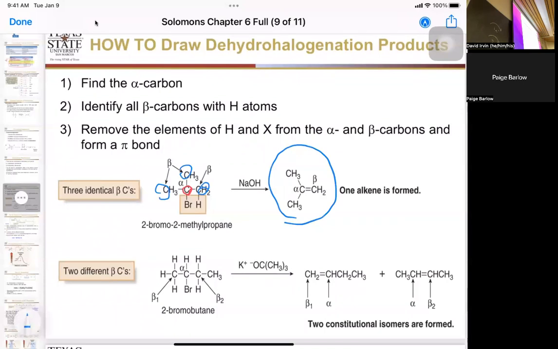Okay, notice our alpha carbon still has those 2 other methyl groups on it, and we've now formed an alkene, a double bond with that other carbon where the beta hydrogen was removed. That's where the pi bond forms. The beta hydrogen was removed.